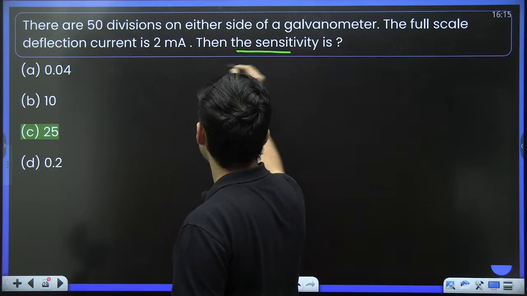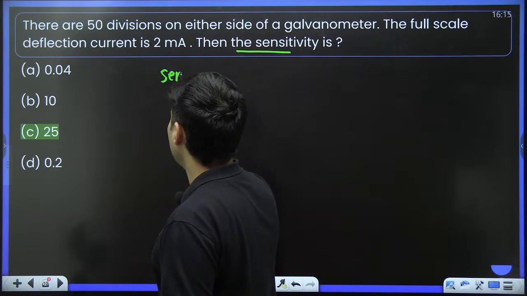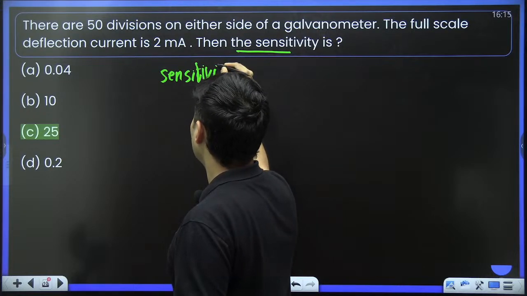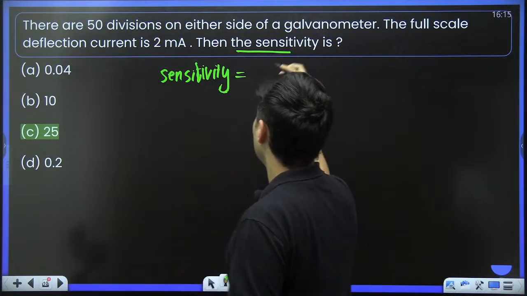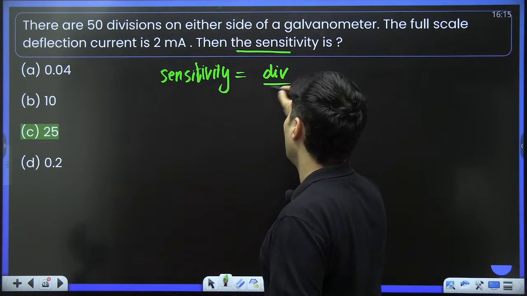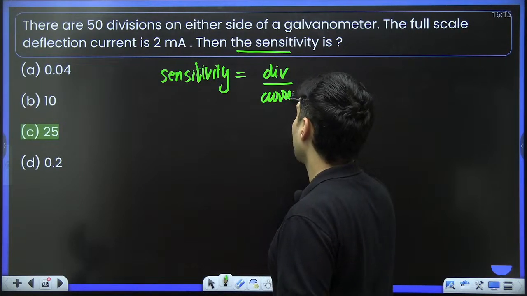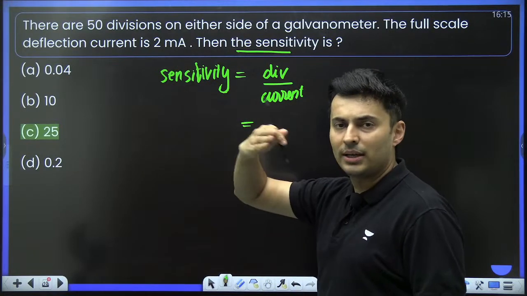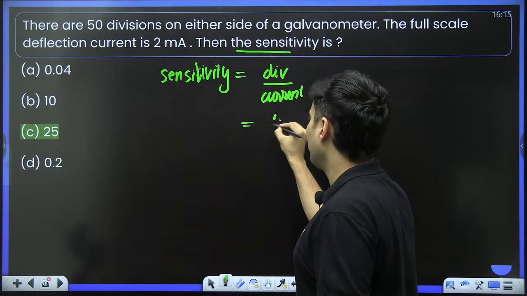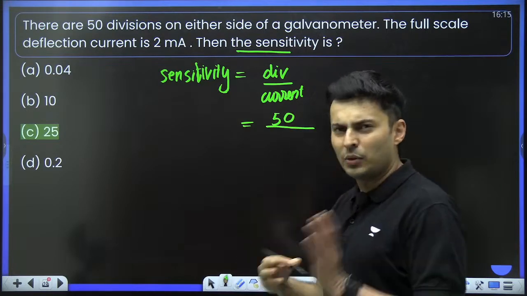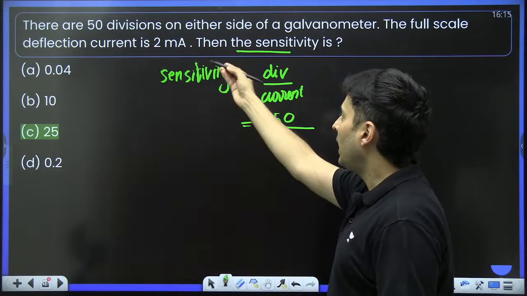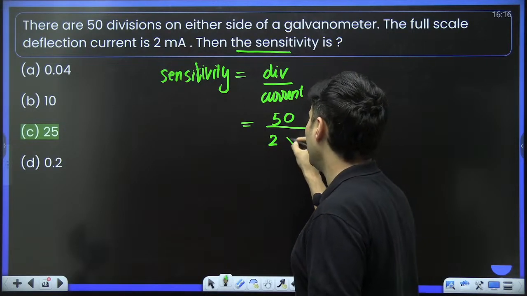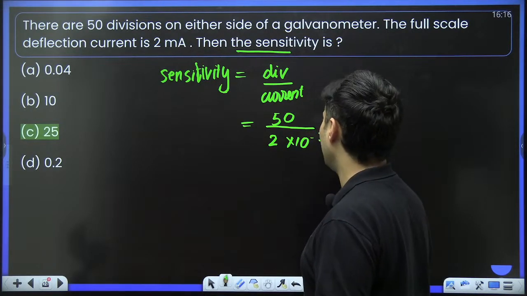The question is basically sensitivity. Sensitivity is nothing but the number of divisions that you go per unit current. Now it is clearly mentioned that there are 50 divisions. So 0, 1, 2, 3, 4 till 50. On either side, you go this side or that side, it's the same thing. And the maximum current that you can get is 2 milliamperes, so 2 into 10 to the power minus 3.